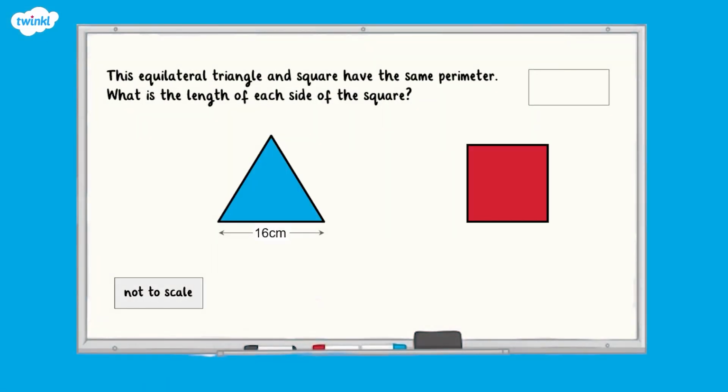And now it's time for your final challenge. This equilateral triangle and square have the same perimeter. What is the length of each side of the square? Pause here and see if you can solve the problem.